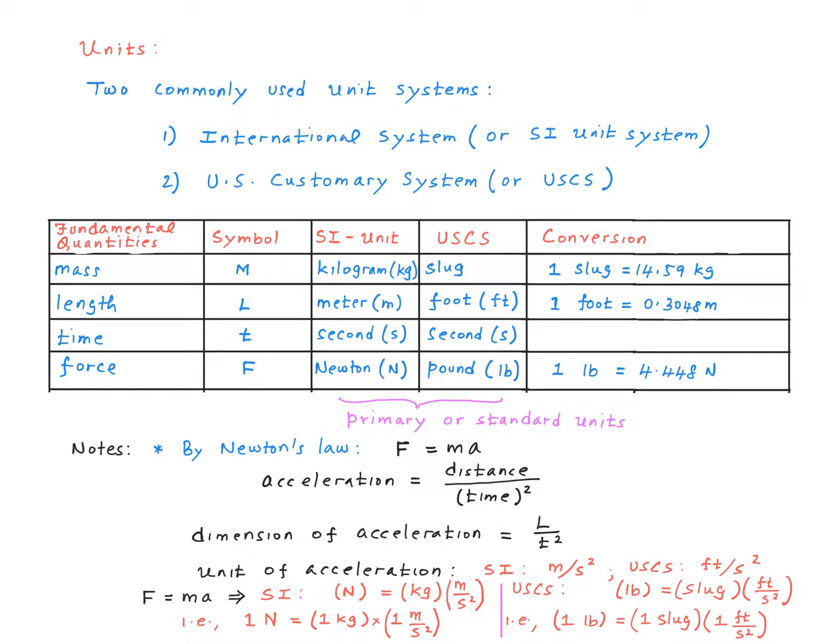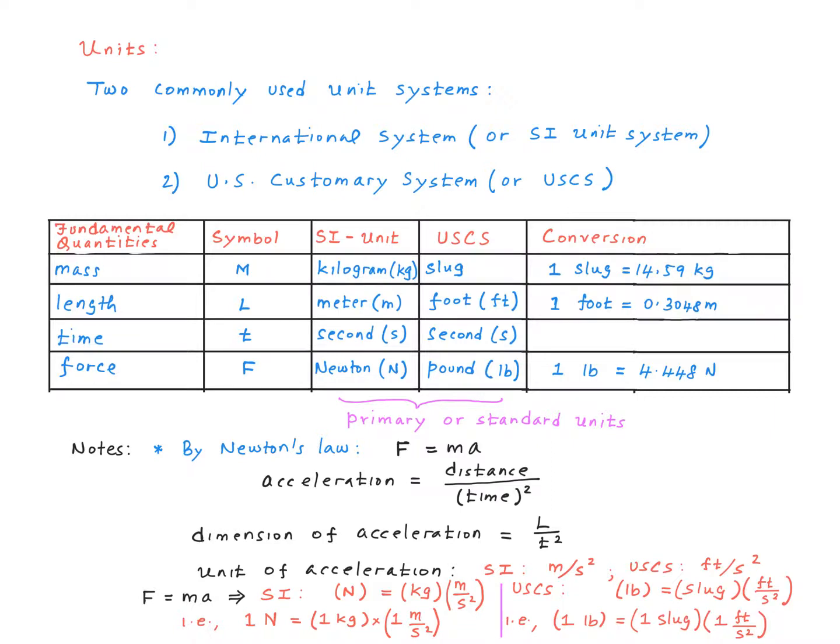Let's first go ahead and define the dimension of acceleration. Acceleration is one of the derived quantities, right? But I'm sure you recall the definition of acceleration, right? Acceleration is distance divided by time squared. In terms of the symbol, the dimension of acceleration would be L over t squared. The distance has a dimension of length, and the symbol for that is capital L, and time, of course, has the symbol of little t.